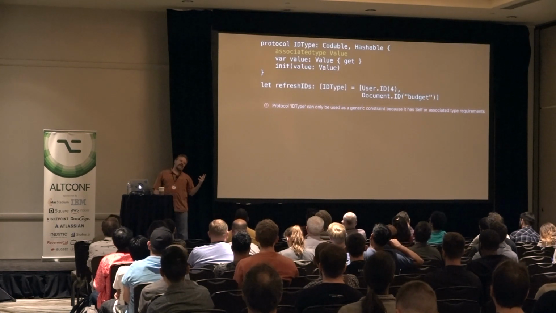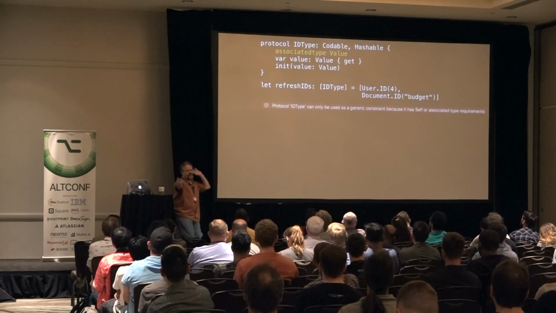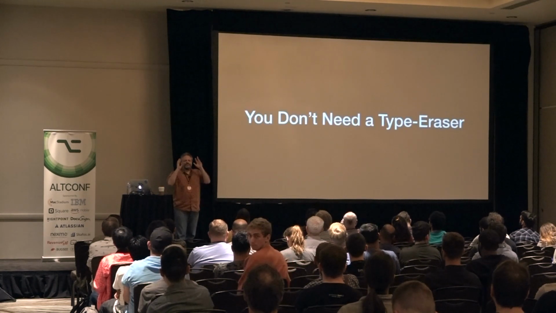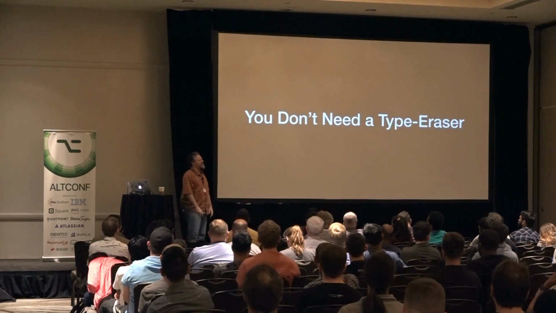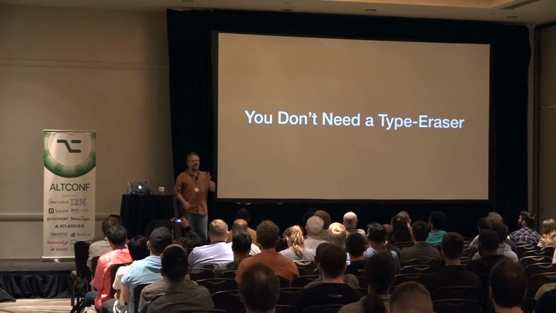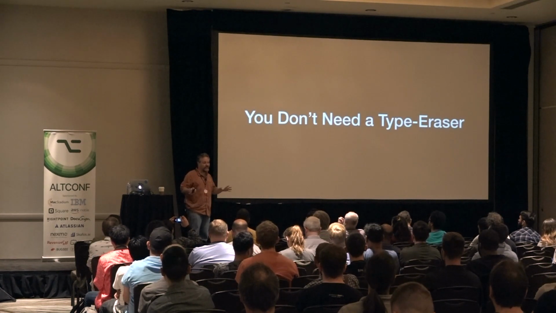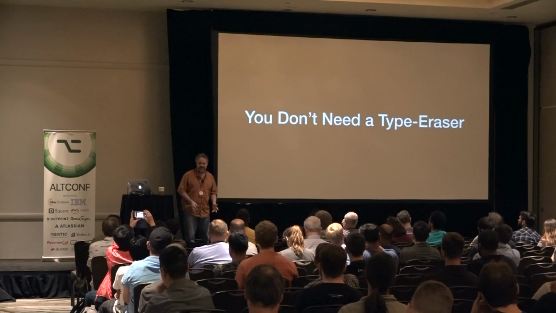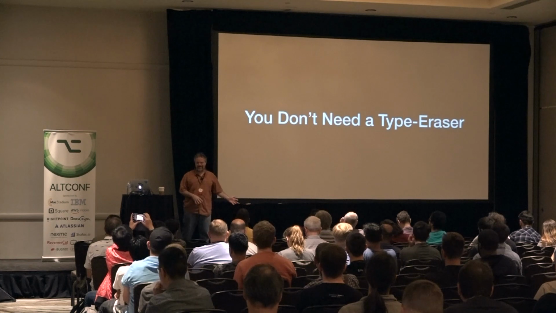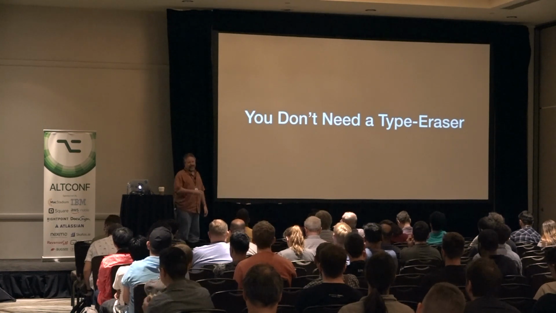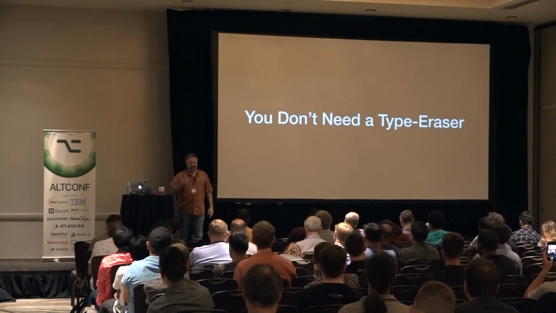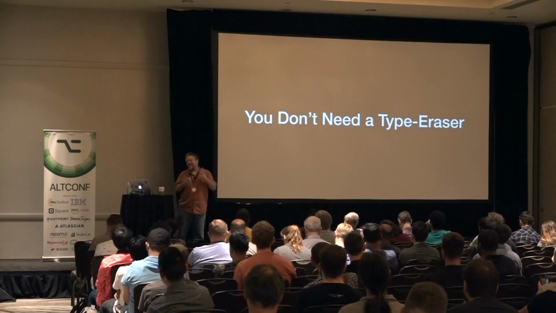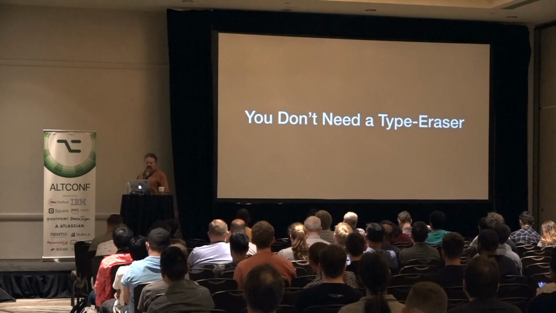And you're going to hunt around, and you're going to find the word type eraser. You don't need a type eraser. You almost never need a type eraser. I mean, there are times that type erasers are really useful. They really don't come up in app-level code that often. They actually are mostly useful for things like the standard library. And even there, they're getting fixed with these opaque return types and everything else. You just don't need a type eraser most of the time.